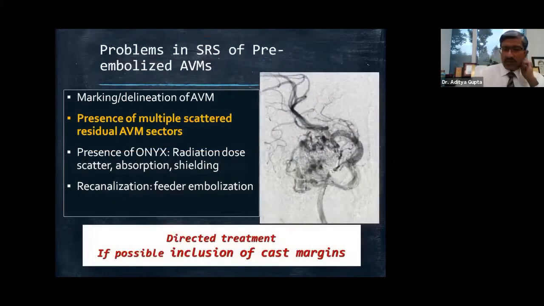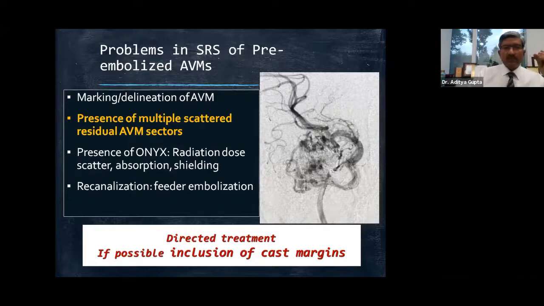Now let's talk for a few minutes on the radiosurgery for pre-embolized AVMs. So this is always a bit of a sticky problem, and the problem really starts from when you want to mark or delineate the AVM.